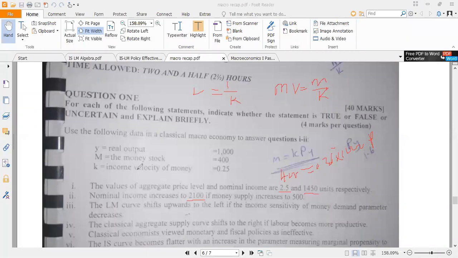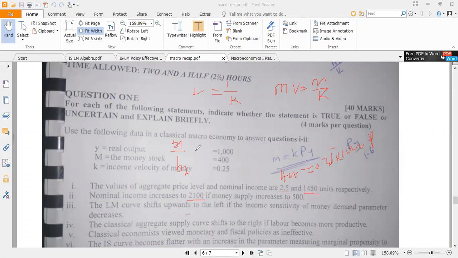And then the third question says the LM curve shifts upwards to the left if the income sensitivity of money demand parameter decreases. When it decreases, we need to know that the slope of the LM curve is B1 over B2, where B1 is the income sensitivity of money demand and B2 is the interest sensitivity of money demand. So if there's a change in B1, it doesn't cause a shift.